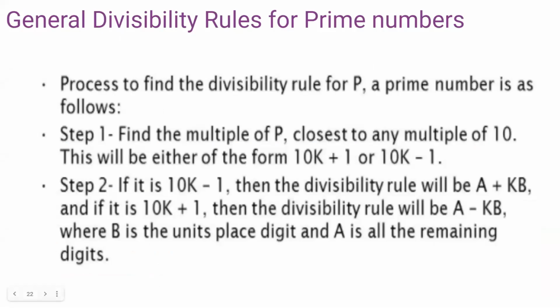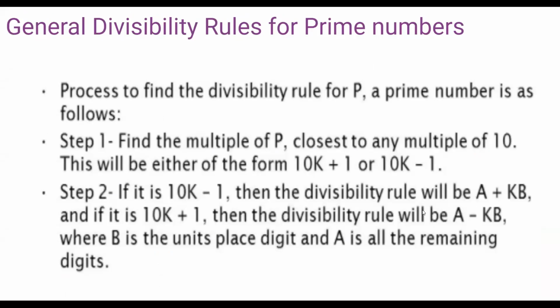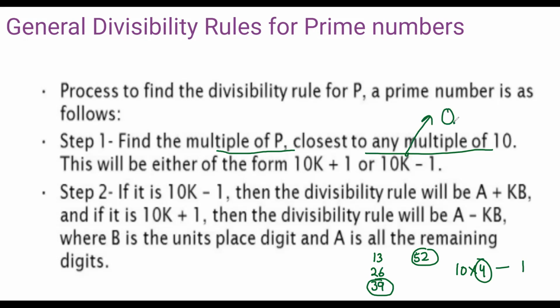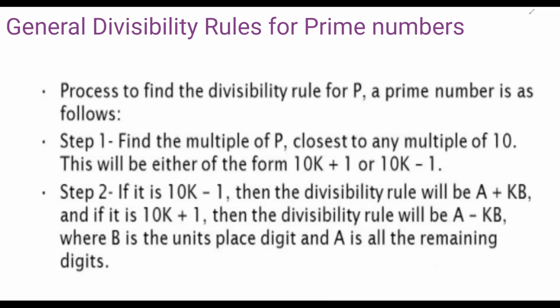Now, instead of remembering the rule for each prime number, you can derive it yourself. What you have to do is find a multiple of p closest to any multiple of 10. Suppose I take 13: 13, 26, 39, and so on. The closest to a multiple of 10 is 39. So if I put 10 into 4 minus 1, our oscillator is 4. This K is called the oscillator. So you can derive your own oscillator for any prime number, and that is very, very easy. Without learning any formula, you can just derive your own oscillator and define your own divisibility rule.